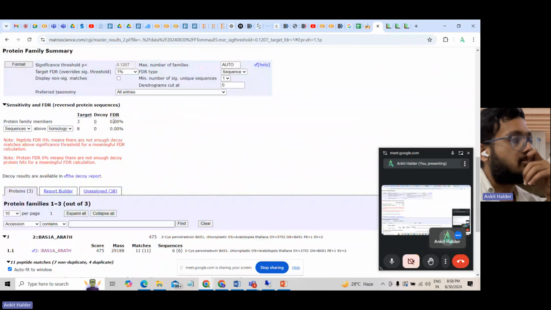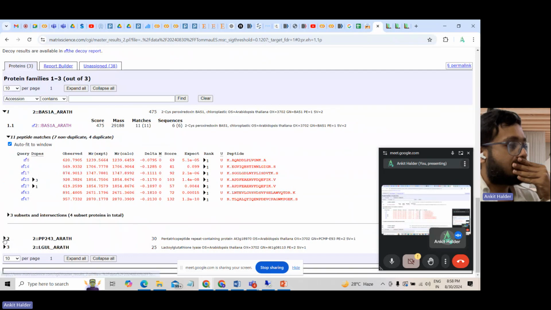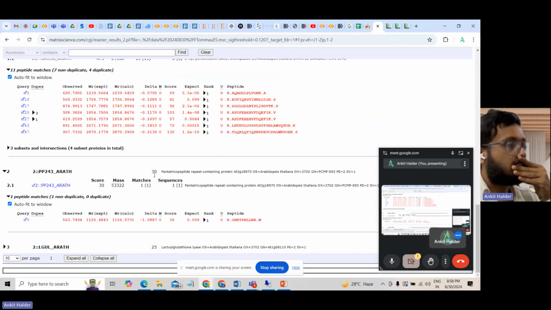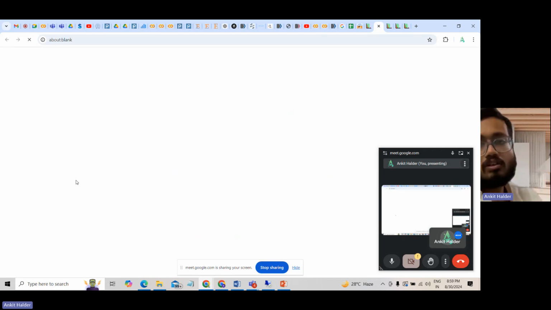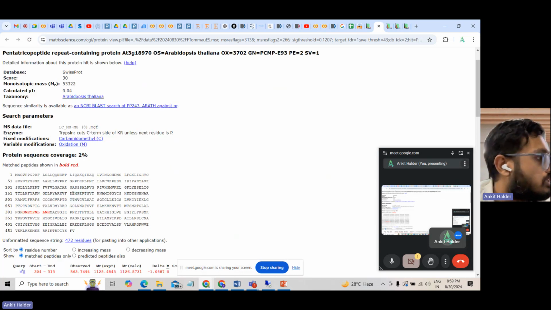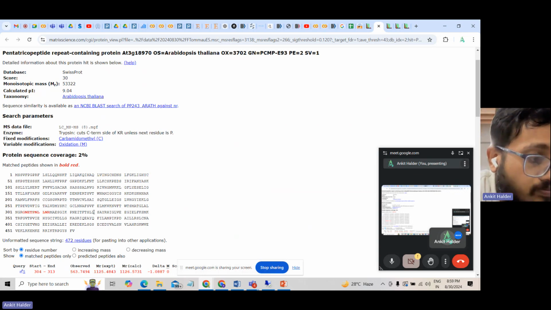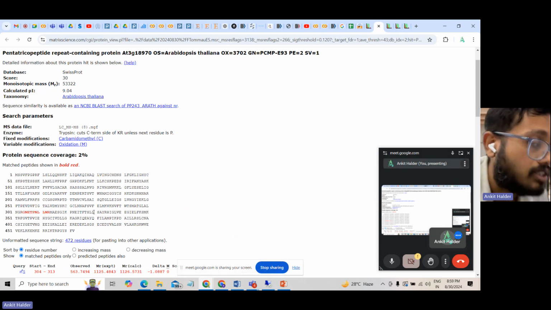Now there are other things. This is the second protein that got a hit, and this is the third protein. Now you have to decide which particular protein to take on the basis of your score and confidence. You can see that this coverage is 2%. So this particular peptide is a shared peptide between those two proteins, and that's why it just got matched. So that we will not take.